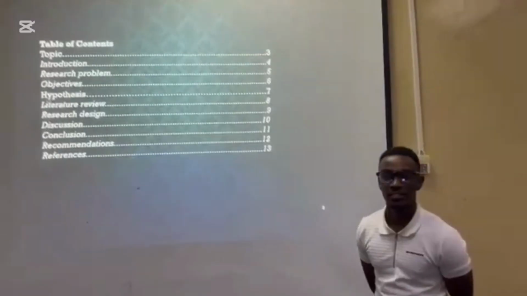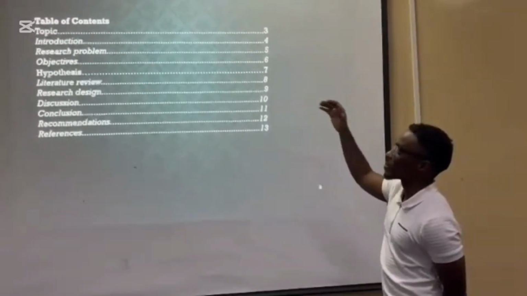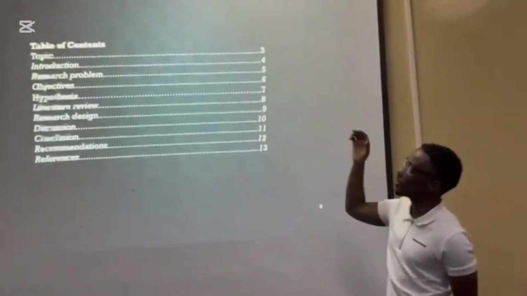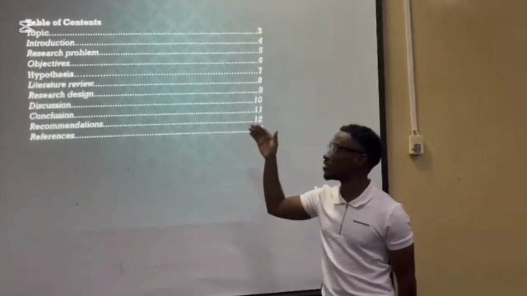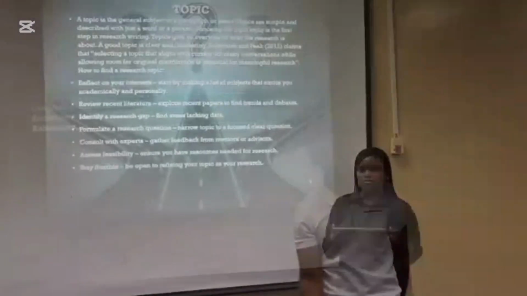These are the various stages of research writing that we will be discussing today. Topic, introduction, research problem, objectives, hypothesis, literature review, research design, discussion, conclusion, as well as recommendations.